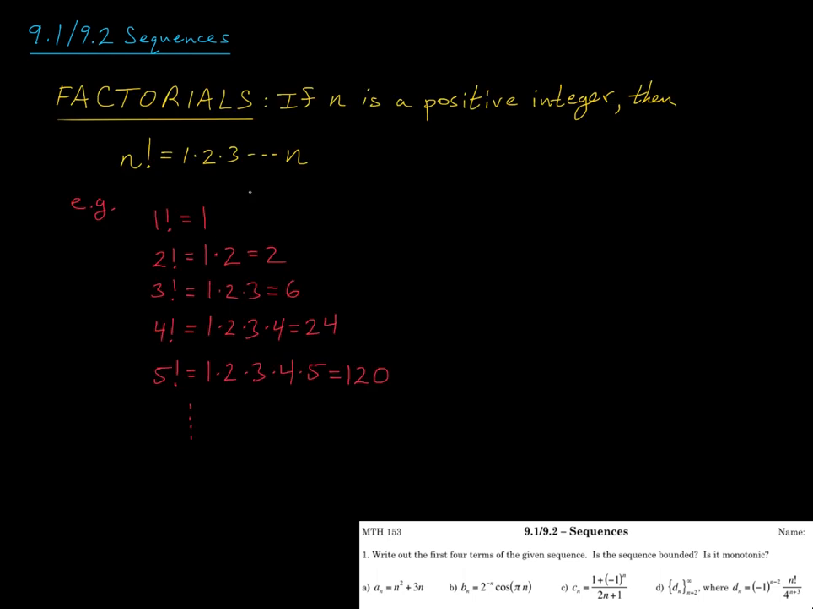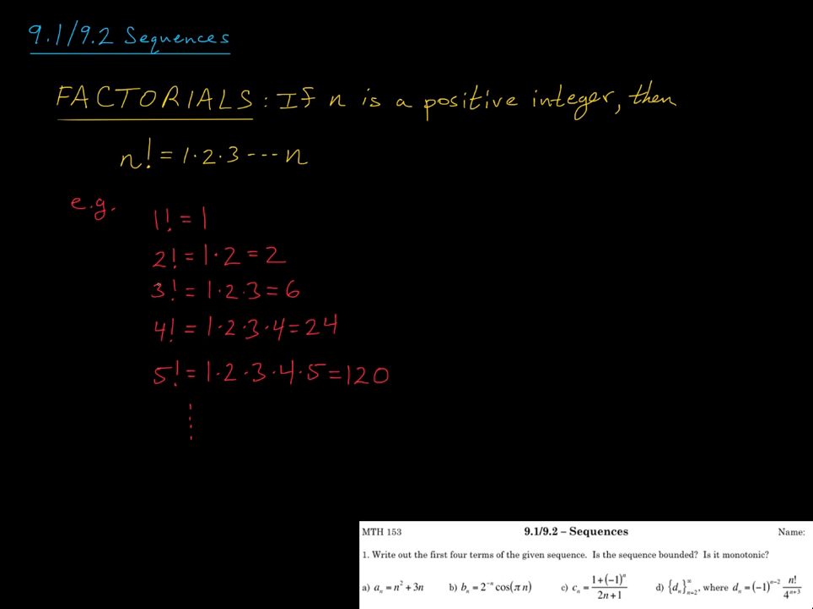So for a positive integer n, we're going to define n factorial, which we write as n with this exclamation point, to be the product of all the integers from 1 up to n. So 1 times 2 times 3, all the way up until you get to n.